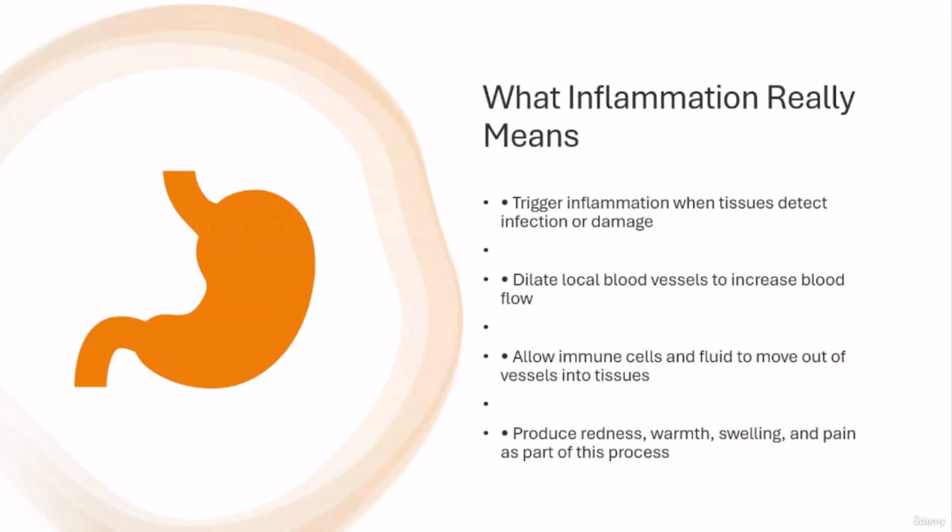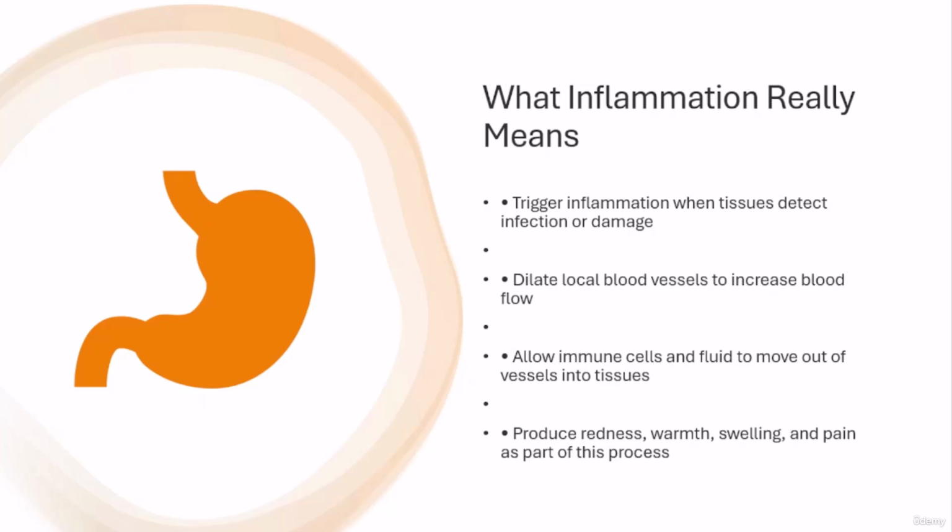Inflammation is the reaction that happens when tissues sense damage or infection, and it's meant to protect the area and start repair. Blood vessels widen, immune cells move into the tissues, and chemical signals increase to speed up the response. The classic signs like redness, warmth, swelling, and pain come from these changes, and they show that the immune system is working.